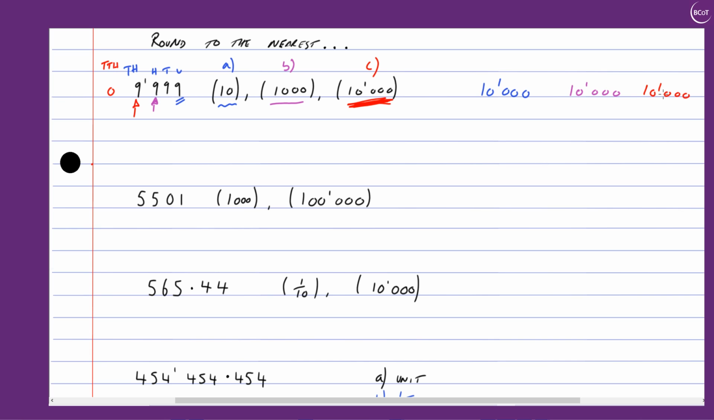Sometimes if you round a number to the nearest 10, it also makes the number to the nearest 100 or the nearest 1,000, etc. Not always, but sometimes.